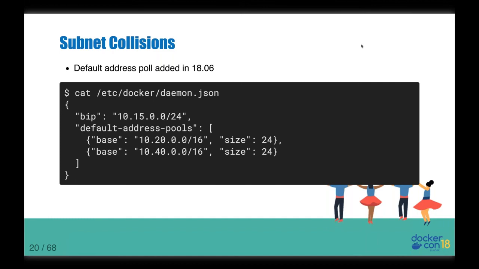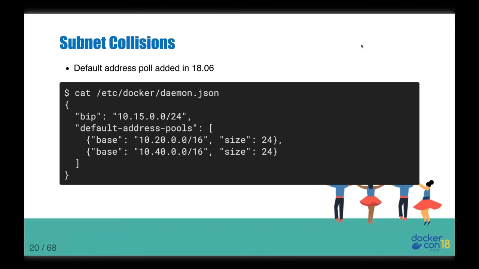So it's going to give out class C subnets, 10.20.1, 10.20.2. It'll give out those subnets within this overall larger pool. And you see multiple pools in there specified. You can tie them together like that. So this very powerful option came out in 18.06. It's a great way to eliminate a lot of these subnet collisions if you can pick some subnets that you know, at least in your own environment.